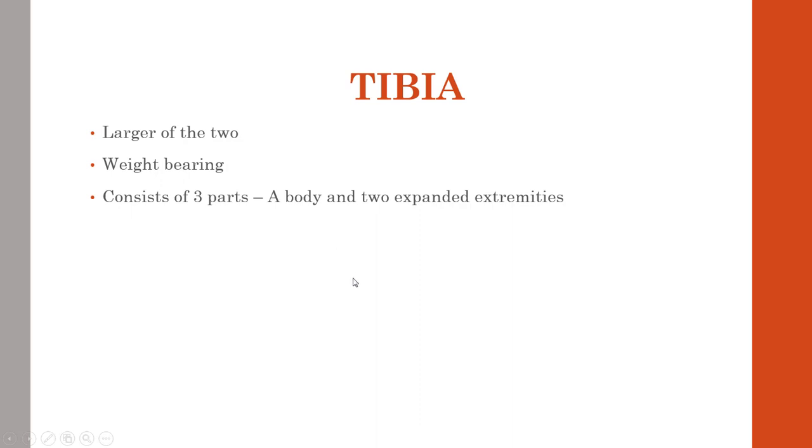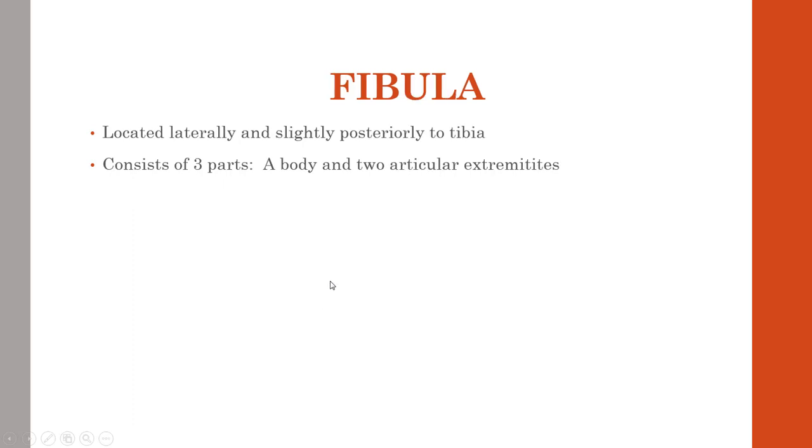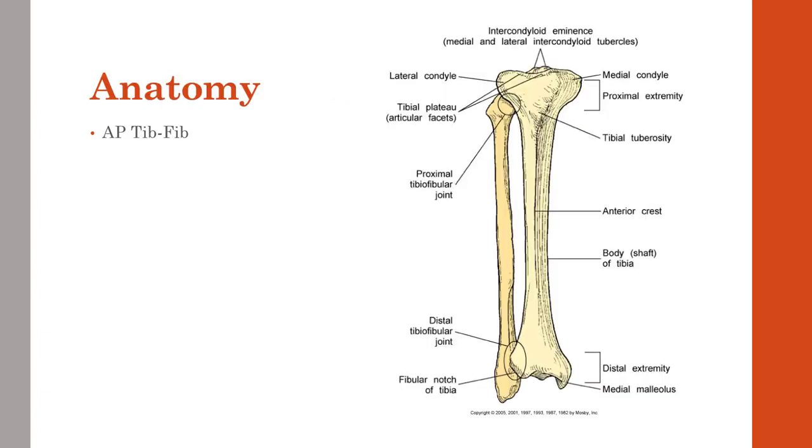Your tibia is going to be the larger of the two bones. Your tibia actually sits on the medial portion of your leg, where your fibula will sit on the lateral portion. Your tibia is considered the weight-bearing bone, so you must have your tibia, whereas your fibula you could honestly have removed and you could still function day to day with that. So your fibula is located laterally and slightly posteriorly to your tibia. It consists of three parts, and let's talk about the anatomy on this.